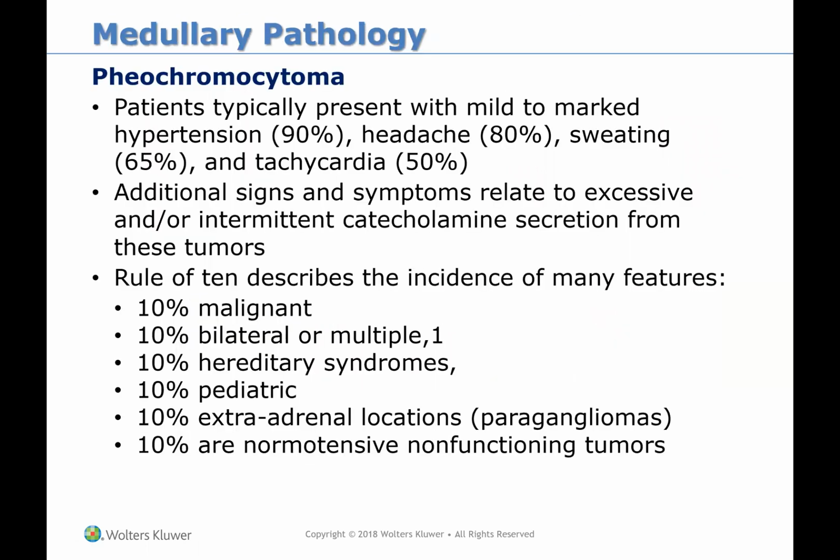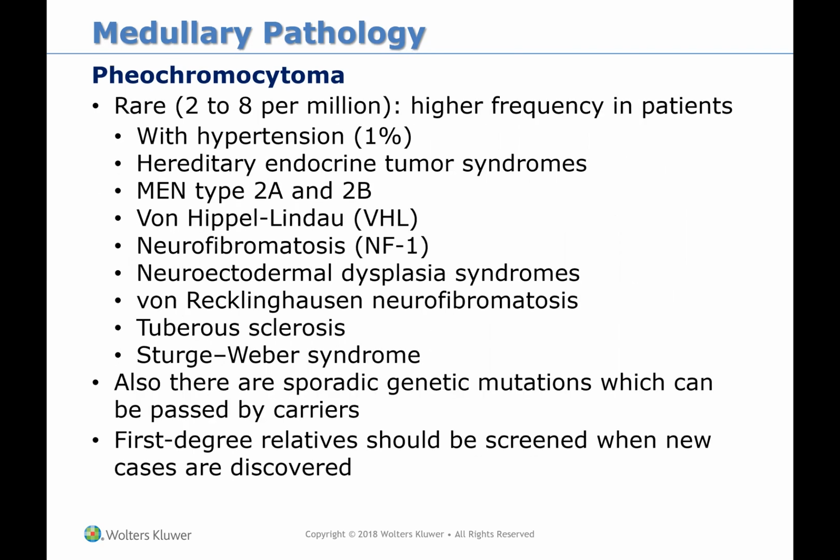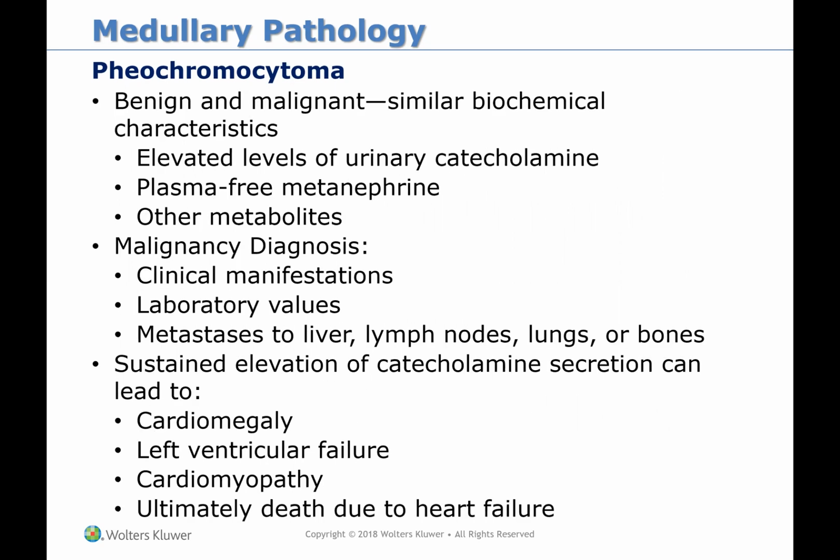With a pheochromocytoma, the patient typically presents with mild to marked hypertension, headache, sweating, and tachycardia. Additional signs and symptoms relate to excessive or intermittent catecholamine secretion from these tumors. 10% are malignant, 10% are bilateral, 10% are hereditary syndrome, 10% are pediatric, 10% are extra-adrenal location. Just know what it is. They could be benign or malignant, but have similar biochemical characteristics.